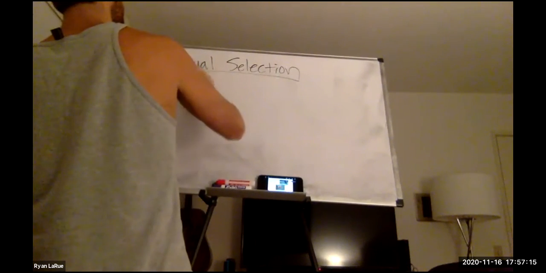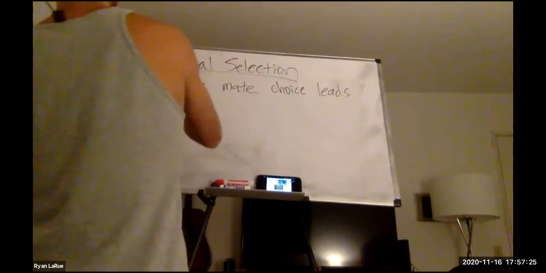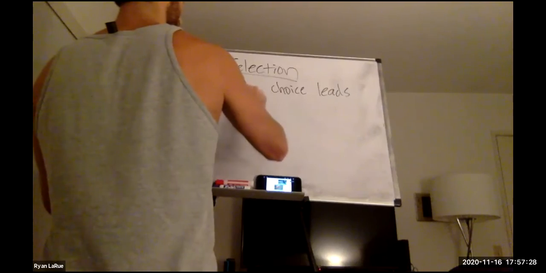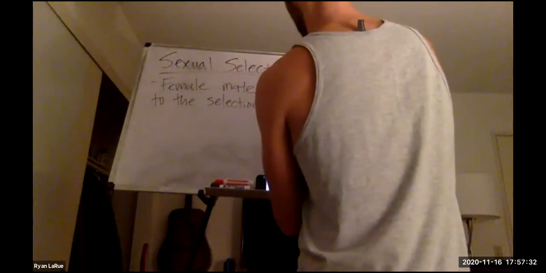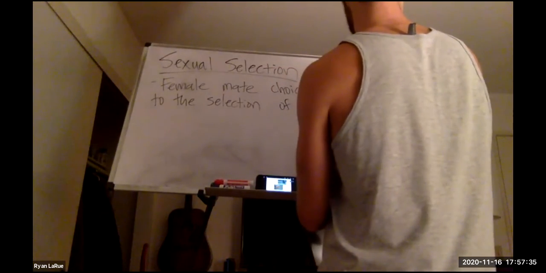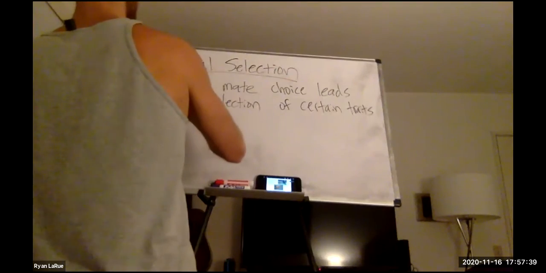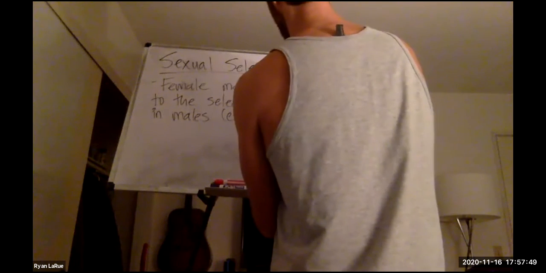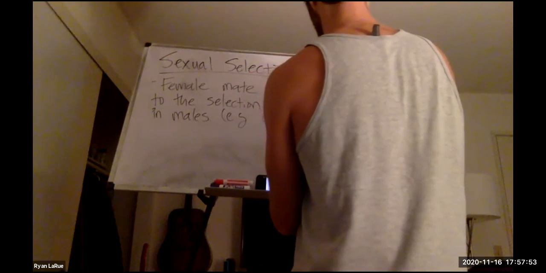It's pretty interesting. So the definition here is that female mate choice leads to the selection of certain traits in males. For example, colorful feathers of the male peacock.